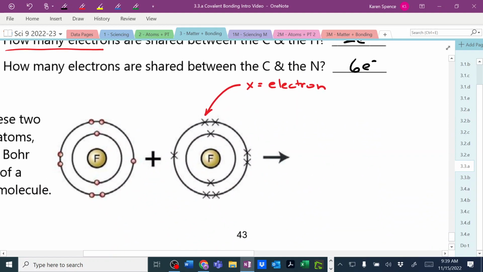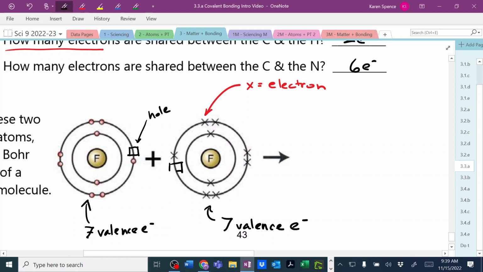And then if we look at these two fluorines, this fluorine has 7 valence electrons, and this fluorine also has 7 valence electrons. So if we think about it this way, it's like we've got a hole here, and we've got a hole here. Wouldn't it be nice if they could help each other out by filling those holes, right?